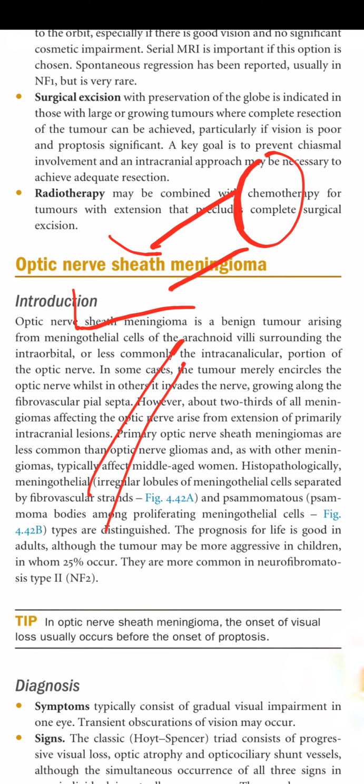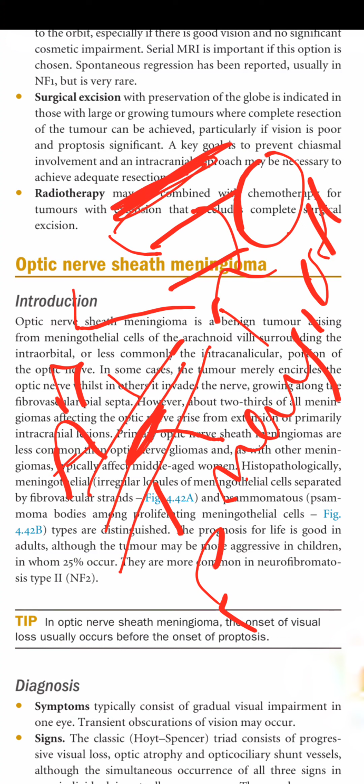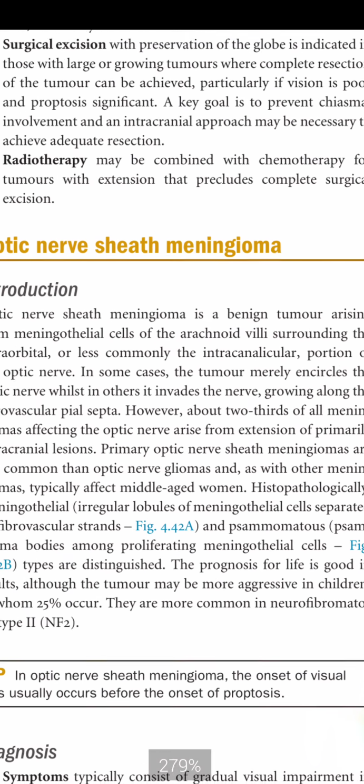So you know that nerves are supplied by the three sheaths: the dura, the arachnoid, and the pia mater. So basically the arachnoid villi has meningothelial cells, and the proliferation of these cells causes the optic nerve sheath meningioma. So whenever the sheath surrounding the optic nerve is enlarging, it causes compression of the optic nerve as well. We will see the triad as well.